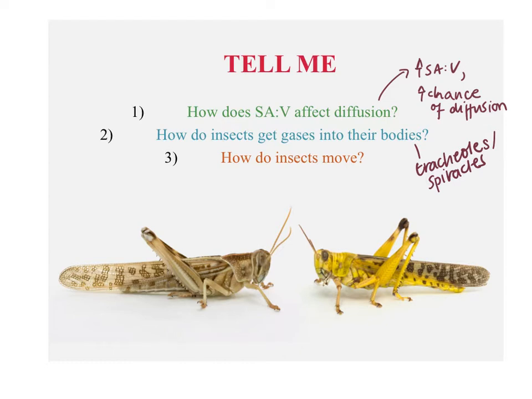And how do insects move? Obviously they've got their legs and their wings, but some of you might also have mentioned contractions of the abdomen. This is the way that insects, especially things like locusts, help pump gases out and get gases back in again. Okay, so let's get started.